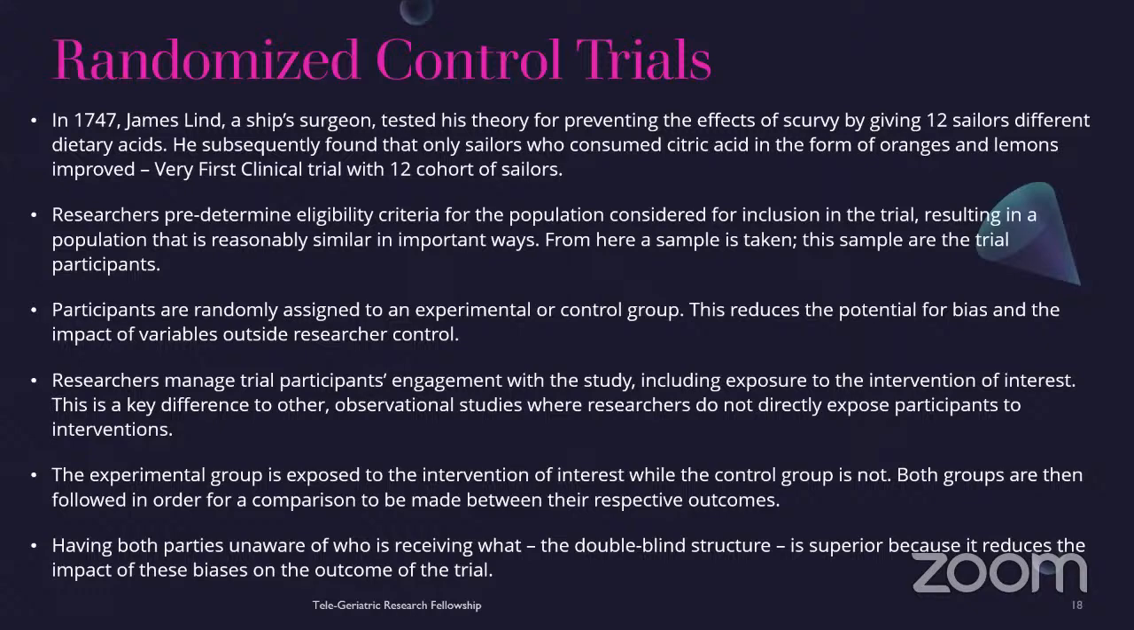Researchers manage the trial participants' engagement with the study, including exposure to the intervention of interest. This is the key difference from others, like observational studies where researchers do not directly expose participants to an intervention. The experimental group is exposed to the intervention of interest while the control group is not. Both groups are then followed in order for a comparison to be made between their respective outcomes. Having both parties unaware of who is receiving what, the double-blinded structure is superior because it reduces the impact of bias on the outcome of the trial.